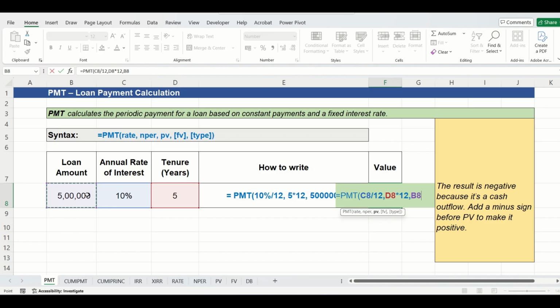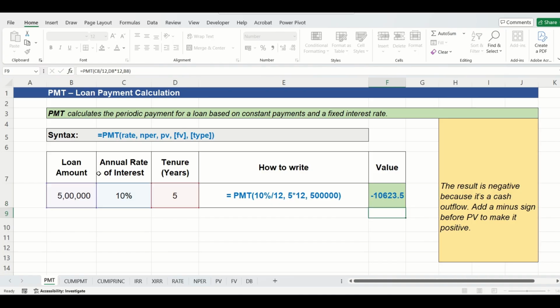We are omitting the optional arguments like FV and type, but you should know what they are. FV is the future value or a cash balance you want to attain after the last payment is made. So in this case, if we omit FV, then the value of FV is considered as 0. So we want to repay the entire loan amount. And type is another optional argument. If it is 0 or omitted, then payments are due at the end of the period. And if it is 1, then payments are due at the beginning of the period. So that is also not much important. So let us close the bracket and hit enter.